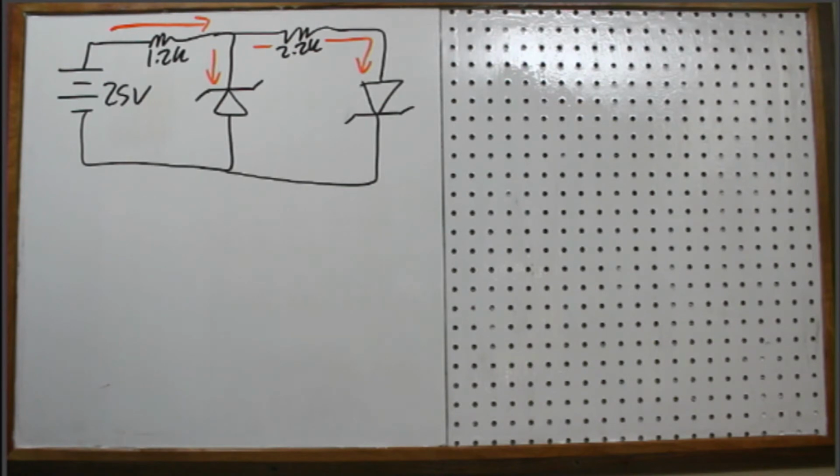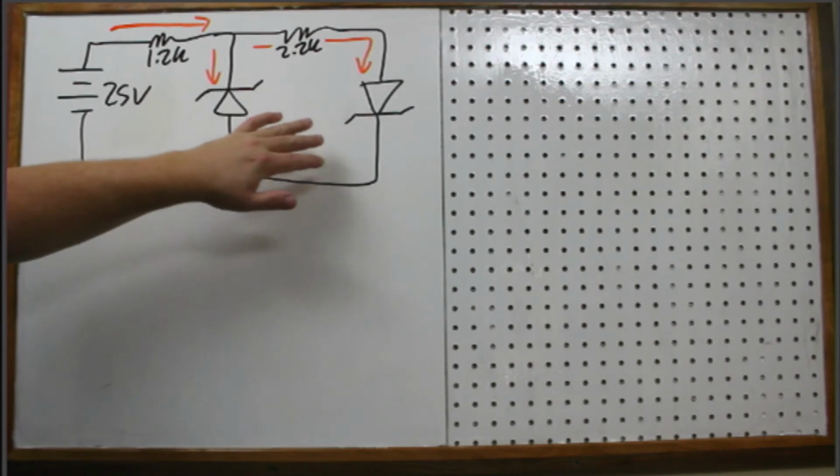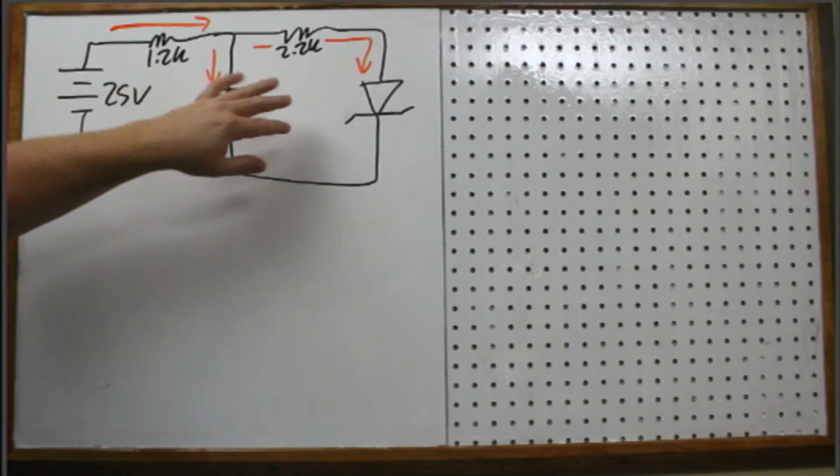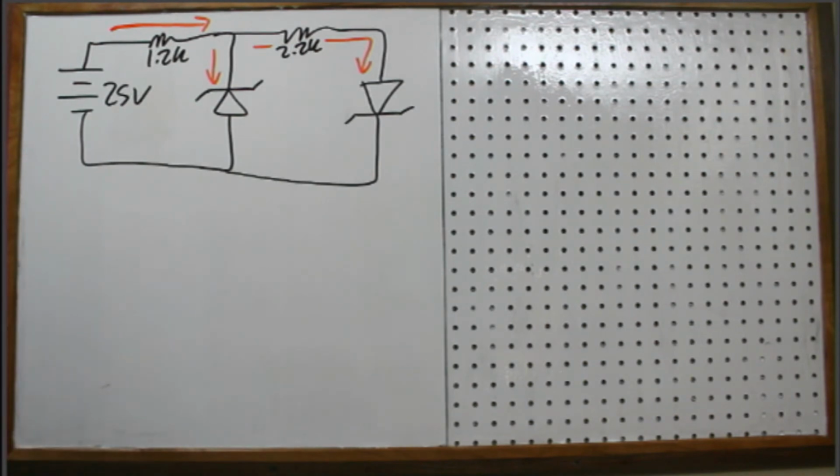All right, so this time we're going to look at one with a reverse bias and a forward bias. And you can see here, all I've done is essentially I took that other problem and I replaced that resistor with a forward bias diode here.